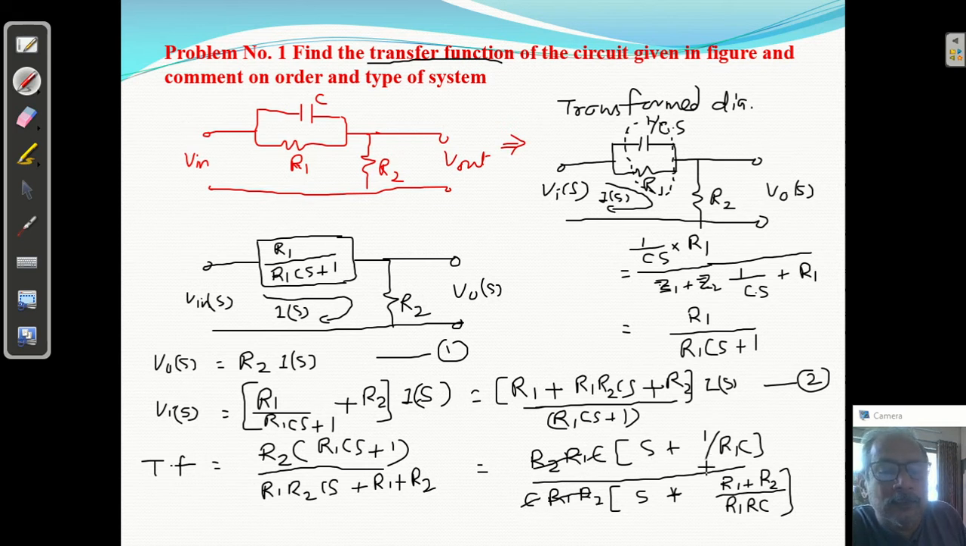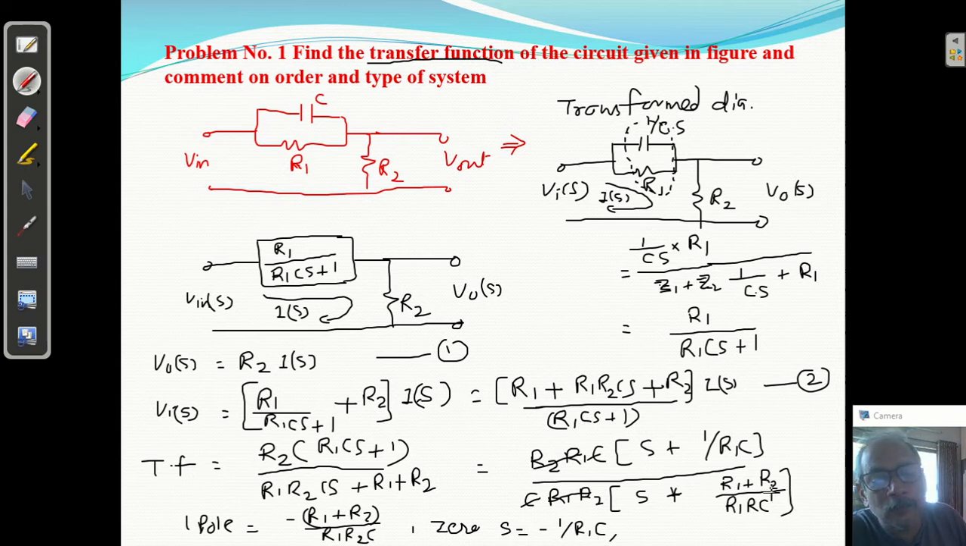Okay, so this is the transfer function. You have one pole. What is the value of the pole? S equal to this. What is the value of the pole? Minus (R1 plus R2) upon R1 R2 C. This is the pole. 1 pole, 1 zero. Okay, what is the value of the zero? S equal to minus 1 by R1 C.